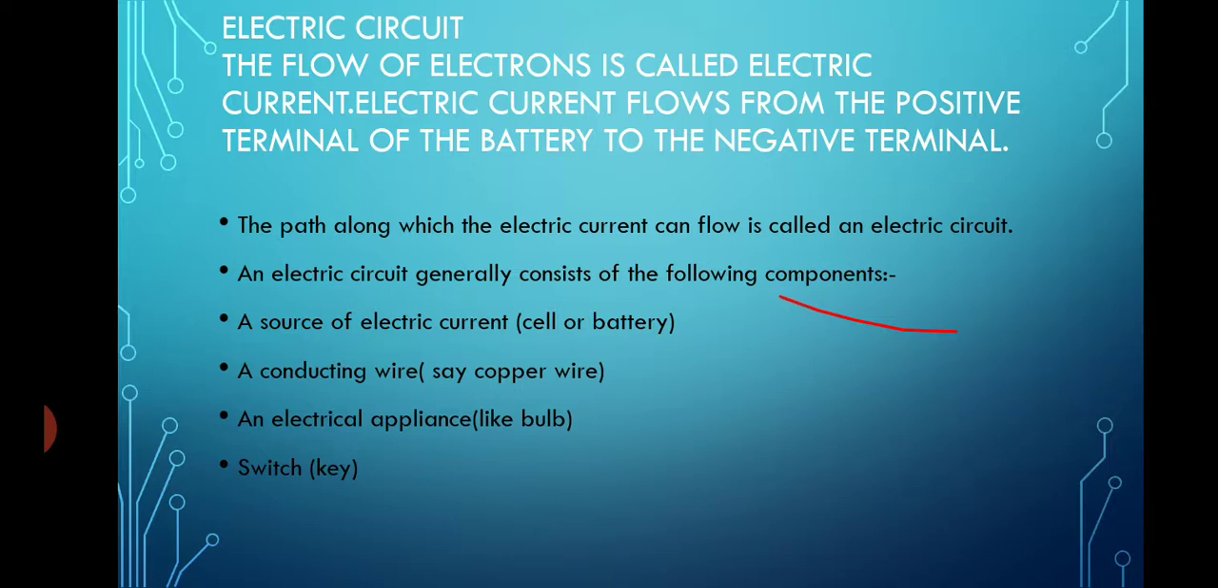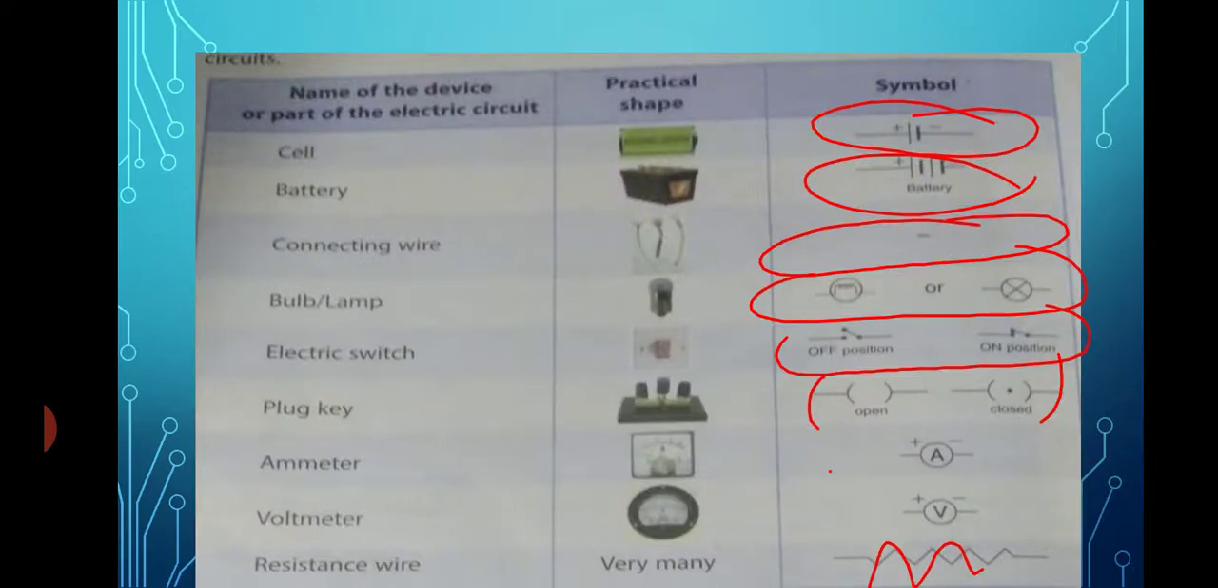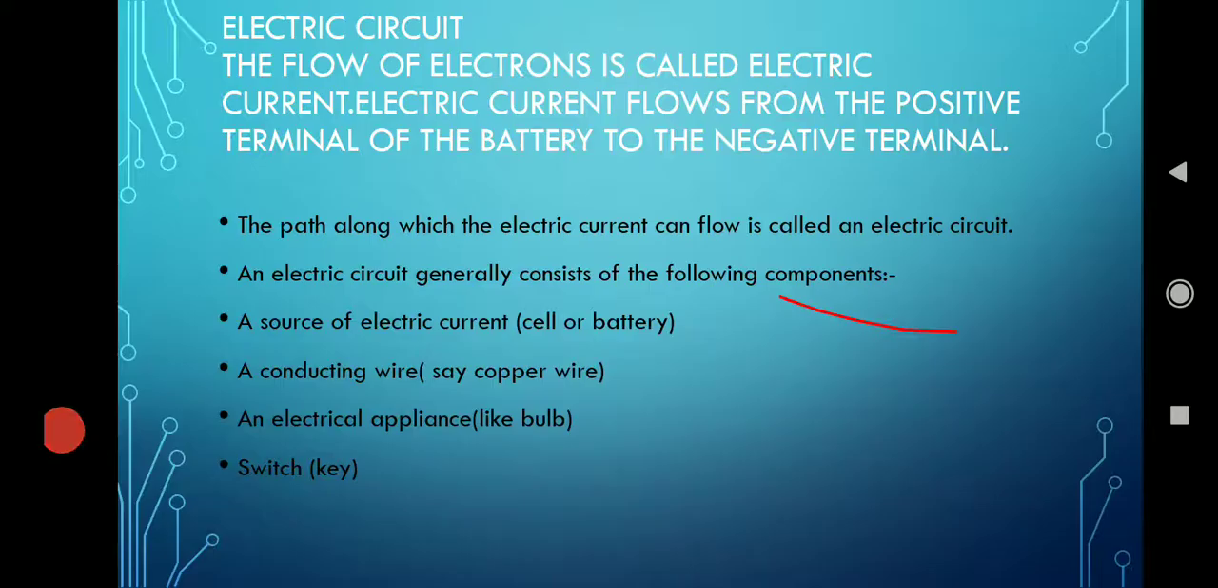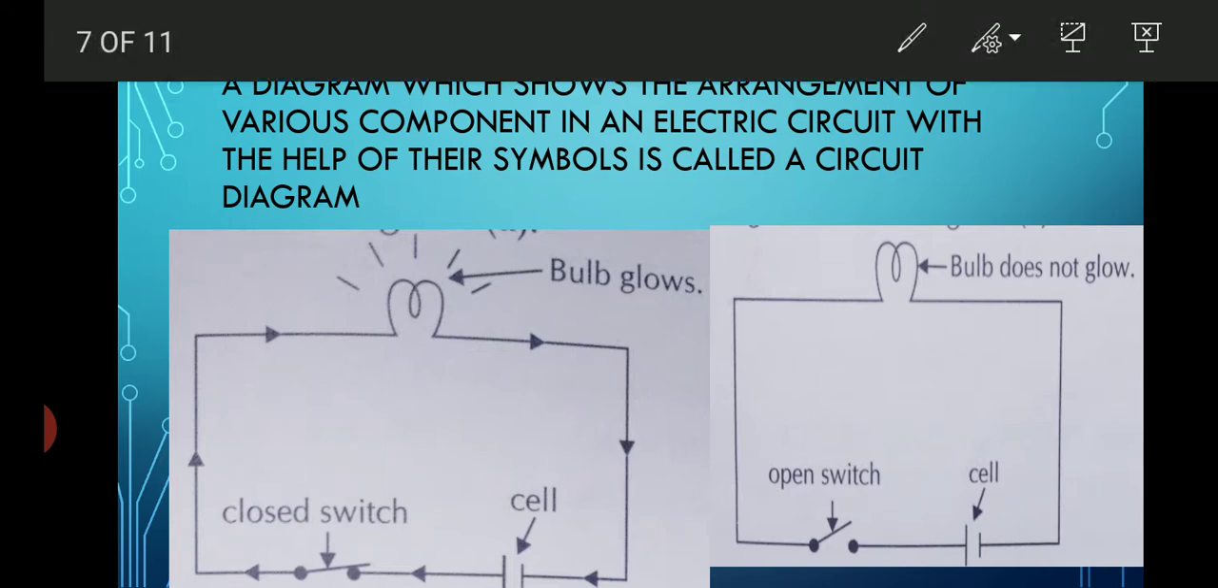The path along which the electric current can flow is called an electric circuit, and an electric circuit has the following components: a source of electric current, a cell or battery, a conducting wire, you can say a copper wire, and electrical appliances like a bulb and a switch, which is known as a key. The diagram which shows the arrangement of various electrical components in the electric circuit with the help of their symbols is called a circuit diagram.